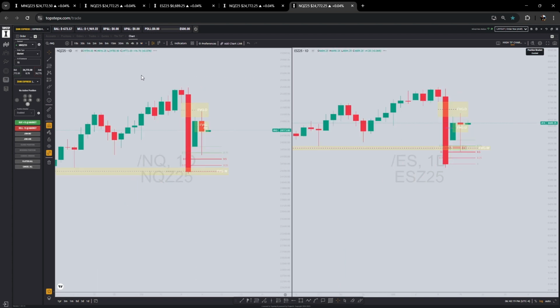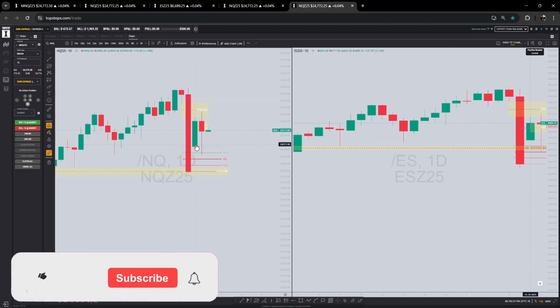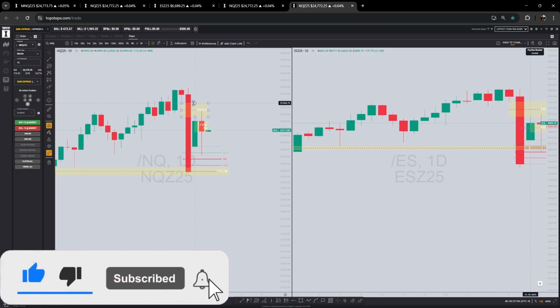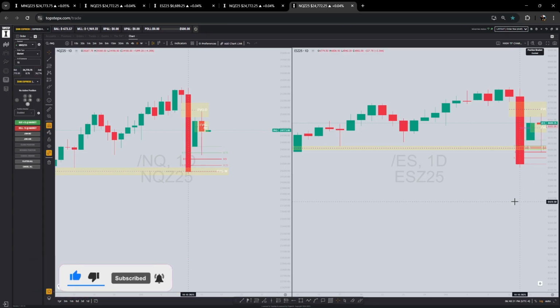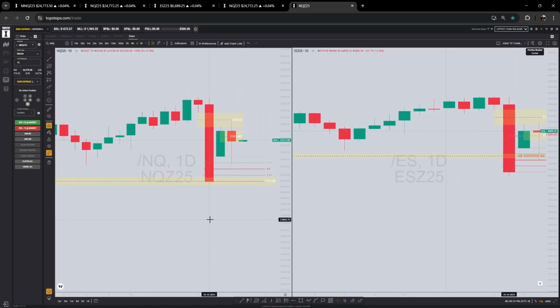Let's go to the daily chart now. So on Monday guys, we opened with this huge gap and price traded up, leaving this daily fair value gap here on both NQ and ES. So this was Monday's trading here, and this is Tuesday trading here.